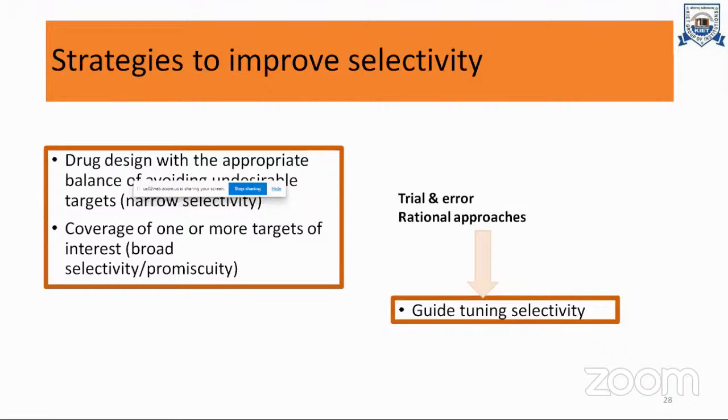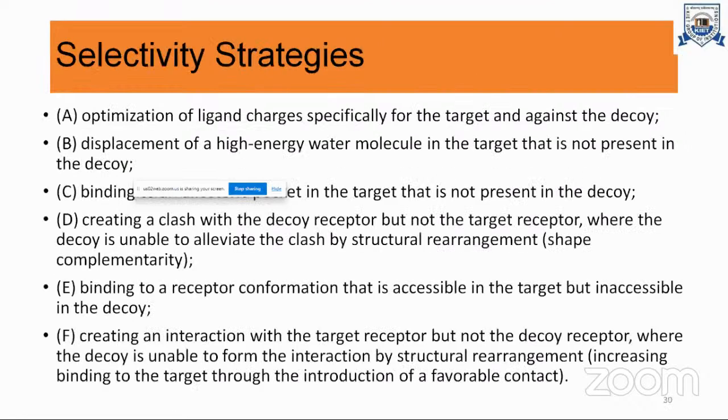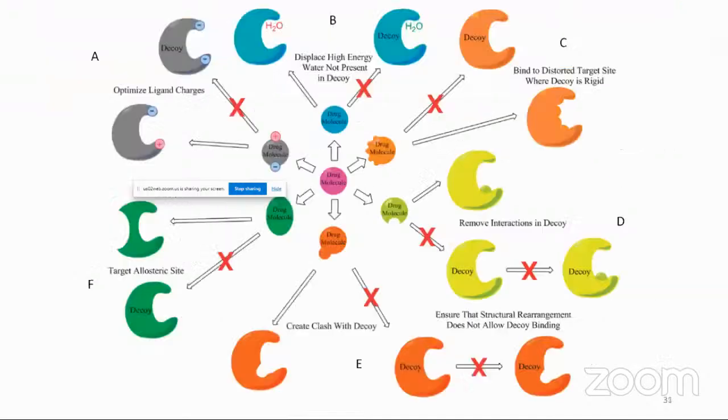So in that we can take into consideration shape, electrostatic properties, flexibility, hydration. These are the various properties which we can take into consideration. Then I would like to focus on, for example, a drug molecule. It may have targeted interaction, it may have lesser interaction, or it may be an allosteric binder. So a certain drug molecule may exhibit different kinds of interaction at different targets.